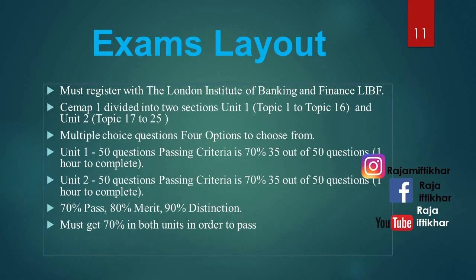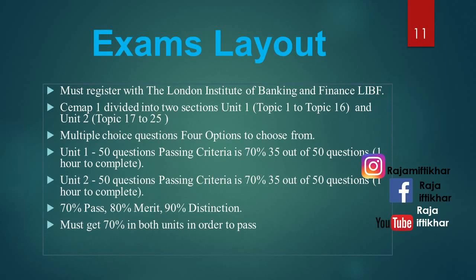Just to give you an idea, 70% is the passing mark, 80% is merit, and 90% is distinction. You are a mortgage advisor whether you get 70% or 99%. So it doesn't really matter, I think. That's my opinion anyway.